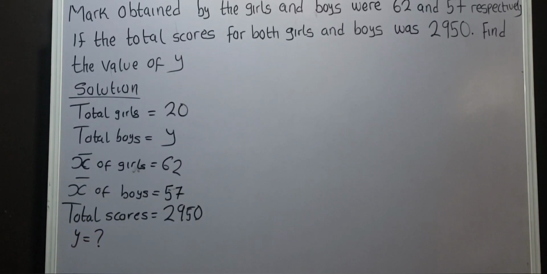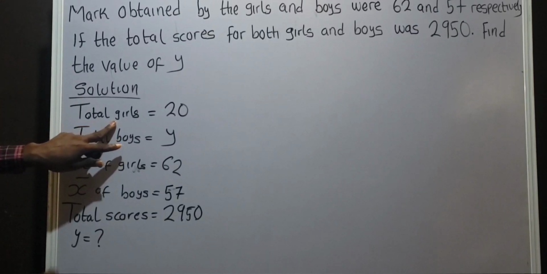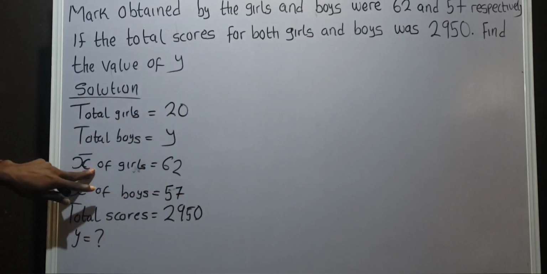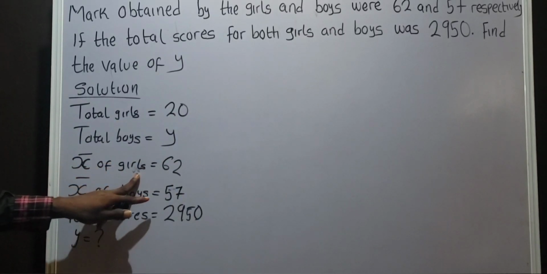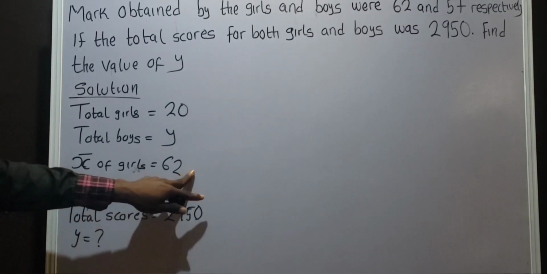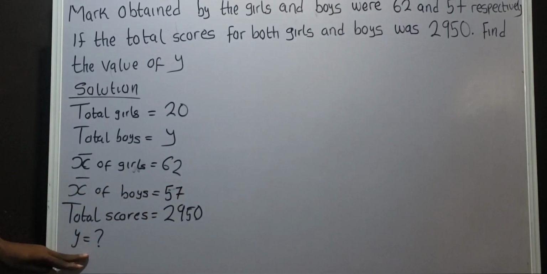Now, I want you to pay attention. We have been given that the total number of girls that took part in the examination is 20. And the mean of their scores, the mean of the scores of the 20 girls, is 62. Now, if I want to calculate the value of y, the total number of boys, I have to first determine the scores of the boys in the examination. You understand what I'm saying?